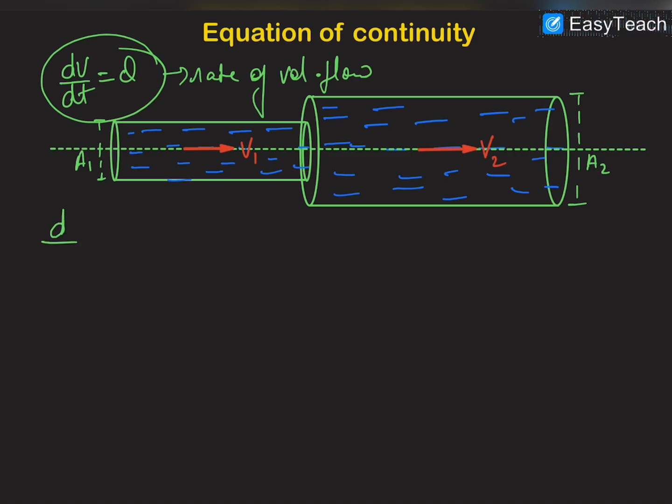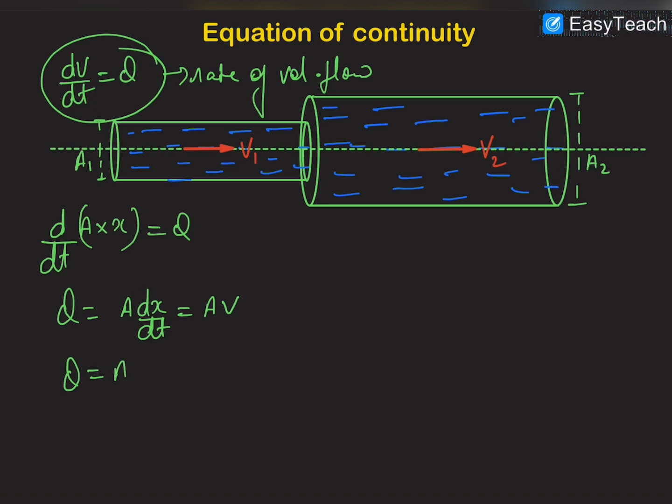Let us write down the volume. So volume can be written as A into X, where X is the length of the pipe and A is the area of cross section. So Q will be equal to A into dx by dt. Now dx by dt is the velocity. So we can write the volume flow rate as A into V, where A is the cross section of the pipe or streamline, and V is the velocity of flow.